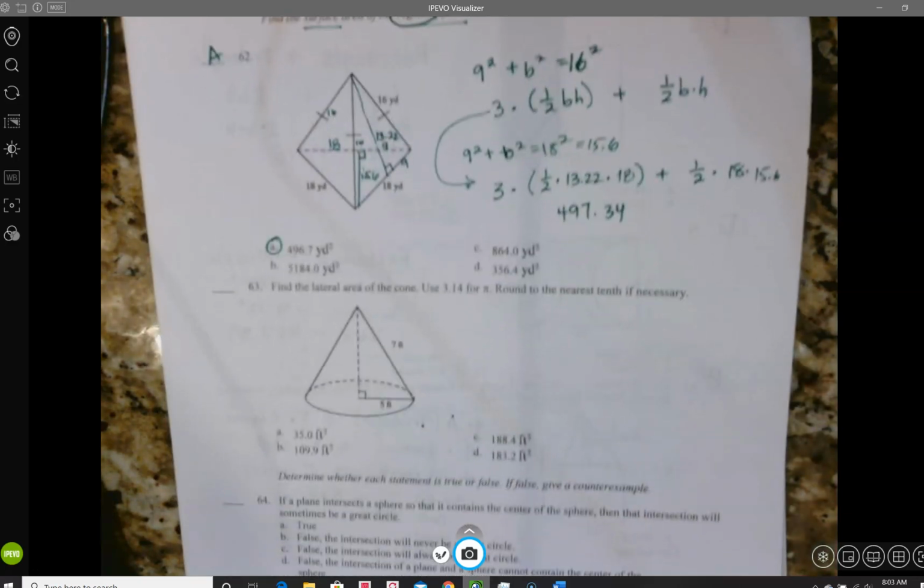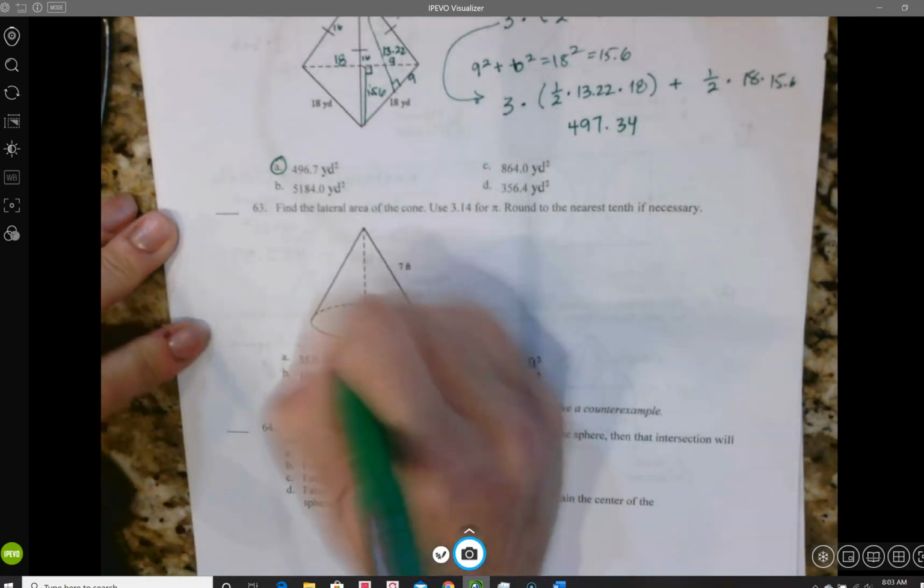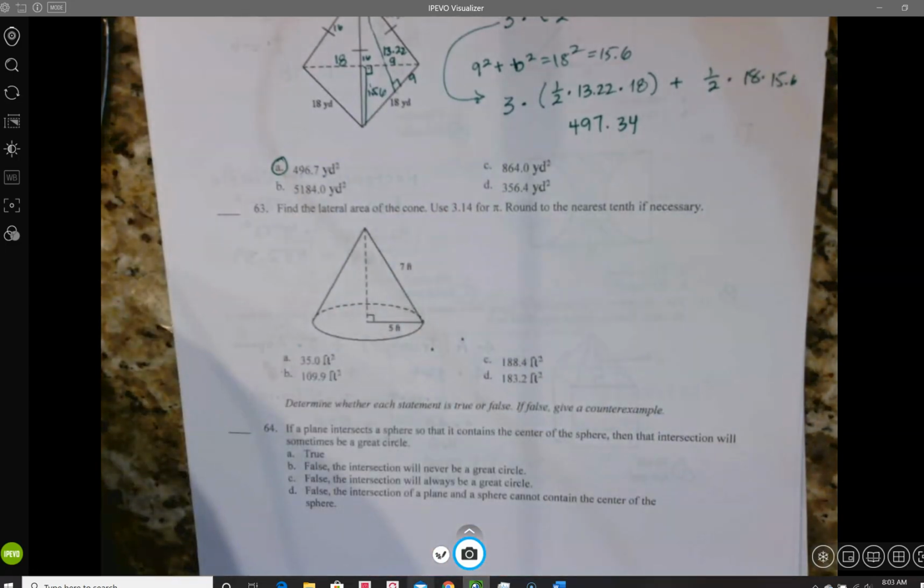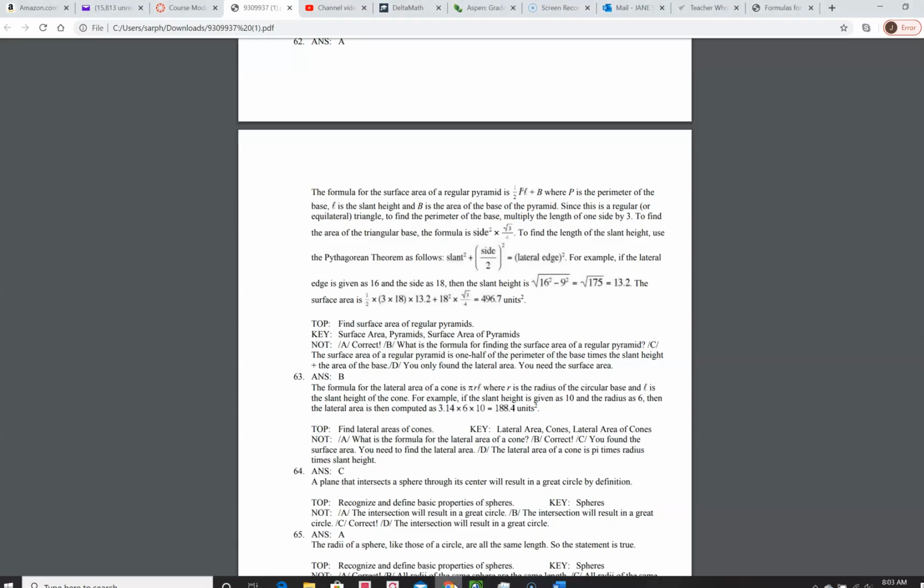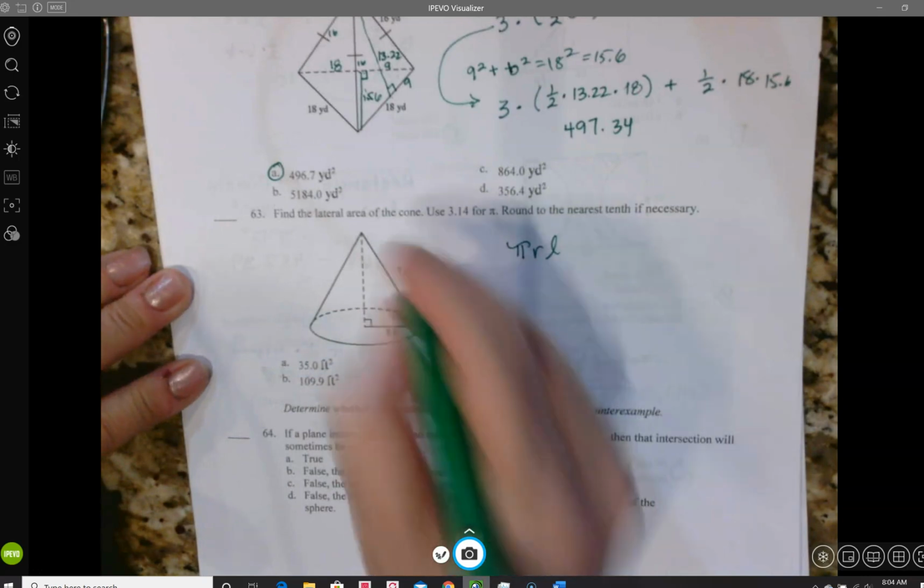All right, so for number 63, the lateral area of the cone. So that is not the bottom, that's just the circular part. And there's a formula for that. And so we're going to look on the answer key for our formula. Normally on the ACT, they would give you the formula for something weird like a lateral area. So the lateral area on a cone is pi RL, and L stands for the slant height. And so that is given here. The slant height is 7.